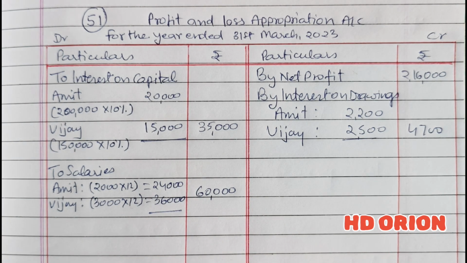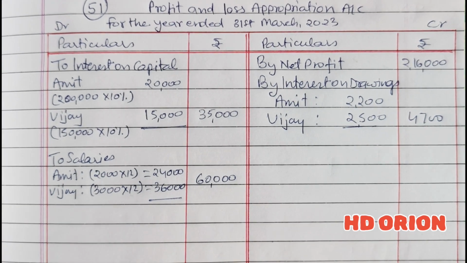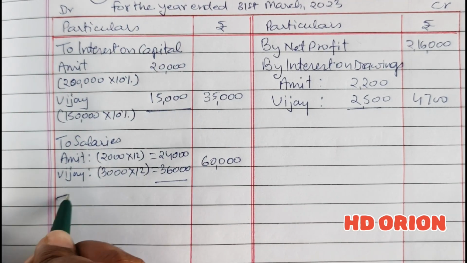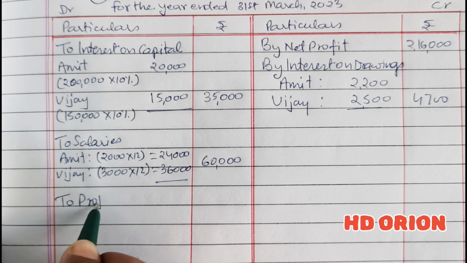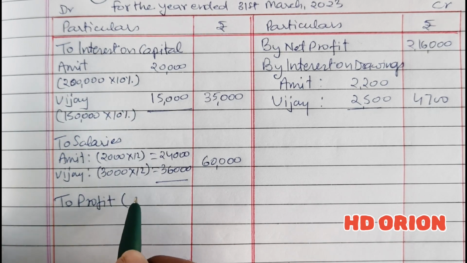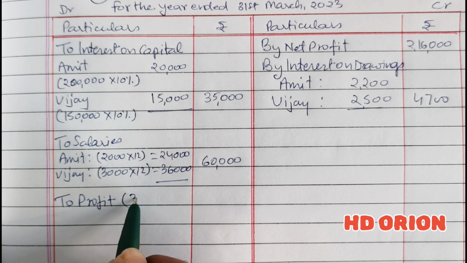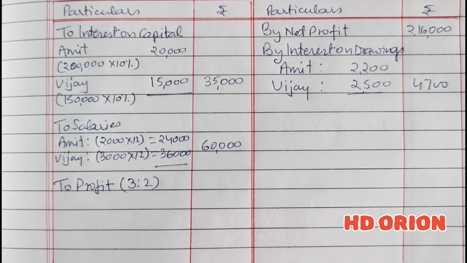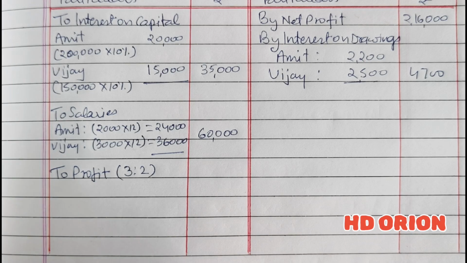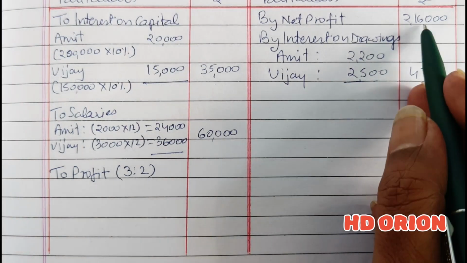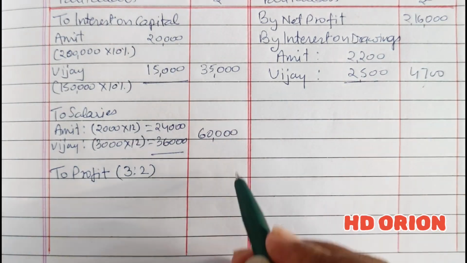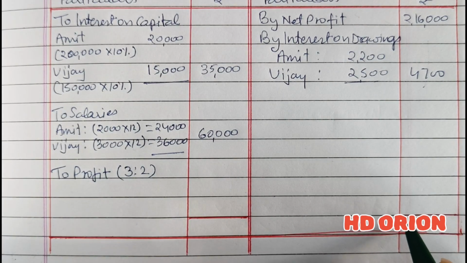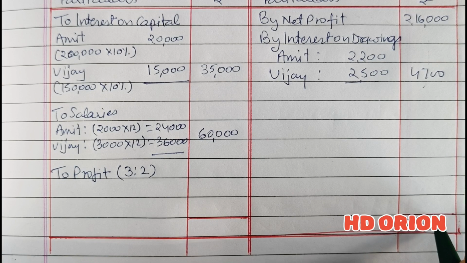Now the remaining profit will be given to the partners in their profit sharing ratio. So let us give it to profit. This is also known as distributable profit or divisible profit. In their profit sharing ratio 3:2. So when we get the balancing figure here, we will add this and we will subtract this. So grand total here is rupees 2,20,700.